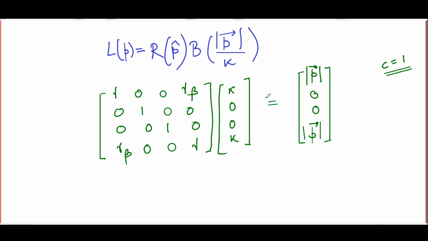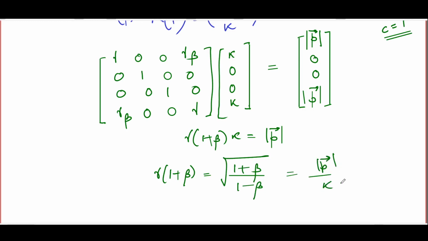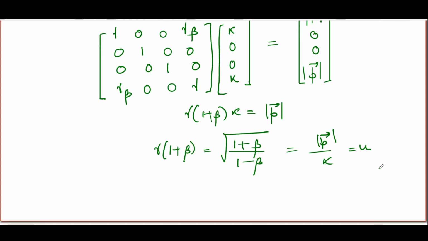Now, from this equation it's obvious that gamma times (1 plus beta times kappa) is going to be mod of p. You can just take either the 0th row or the 3rd row of this product matrix, and that's going to give you this. So, gamma times (1 plus beta), which is also root over (1 plus beta) times (1 minus beta), is equal to mod of p over kappa, something which we are going to call u, just as an abbreviation.